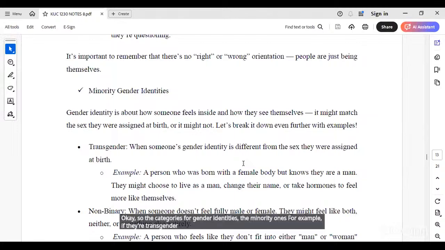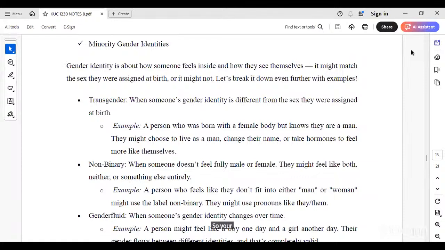So the categories for gender identities, the minority ones, for example, is the transgender. Transgender is when one's gender identity is different from the sex they were assigned at birth. So your parents at birth, they saw certain sex characteristics, wakasema, huyu ni mwanamke. But now you grow up and you realize, no, I'm not comfortable being a lady. I want to be a man. That is transgender.